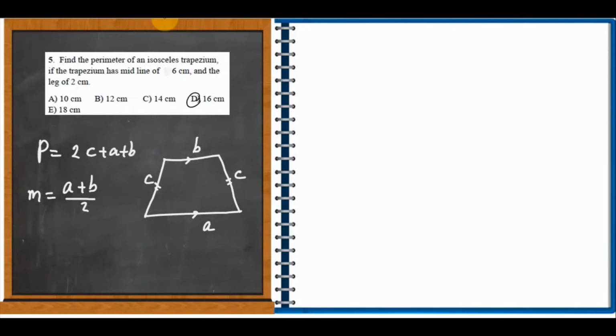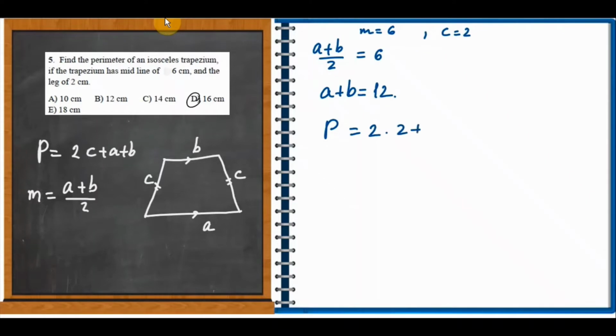Alright. Now, using all these formulas and given data, we can write (A plus B) over 2, that's the midline, it's 6. Okay, so let's write M is 6, and the value of A plus B will be 2 times 6, which is 12. Now, it's given that C is 2 cm. What is the perimeter? It's going to be 2 times (2 plus A plus B), where A plus B is 12. Now, 4 plus 12 is 16. The correct answer is 16.